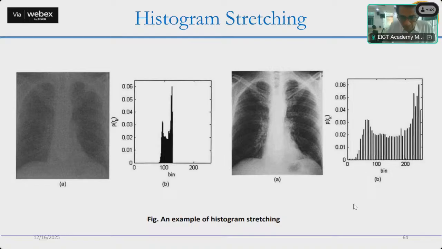When we want to see what is happening at the lung level, and we stretch it, we are able to see many things here. And again, there is no difference in the histogram plots; they are basically spread over different pixel intensity values, that is 0 to 255.